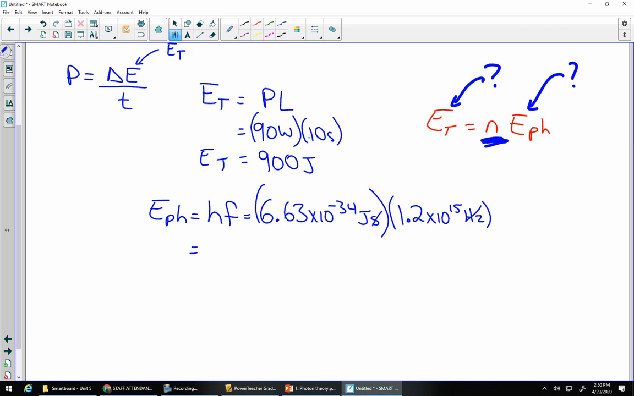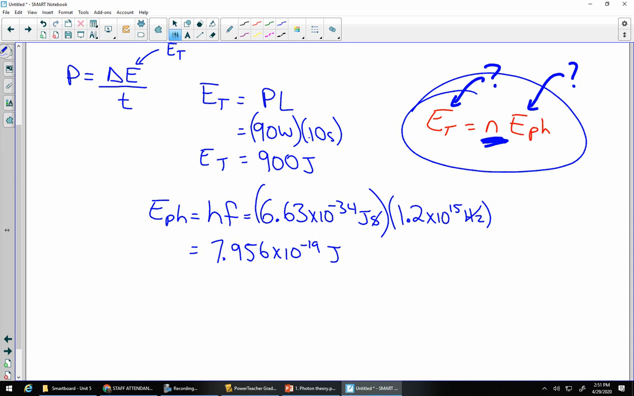Nice. So you can take a second and plug that in. You can put it on pause if you need to. Go for it. For me, it works out to 7.956 times 10 to the negative 19 joules. Okay, cool. So we've got the total energy. We've got the energy of each photon.